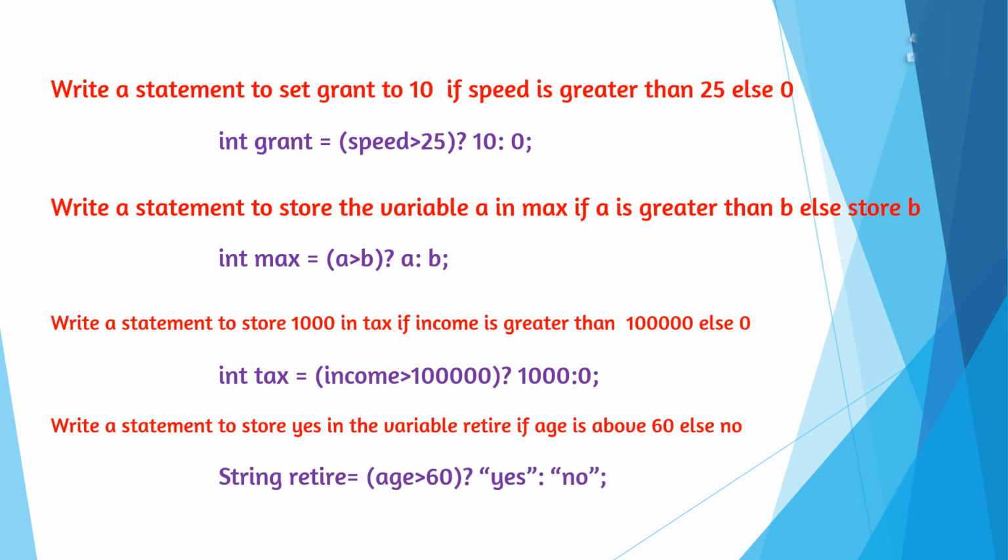So String retire is equal to age greater than 60. If the condition is true, yes will go, question mark, yes. String will be in double quotes. Yes will be stored in the variable retire. Otherwise, no will be stored in the variable retire. So these are the second type of questions that can be asked in ternary operator.